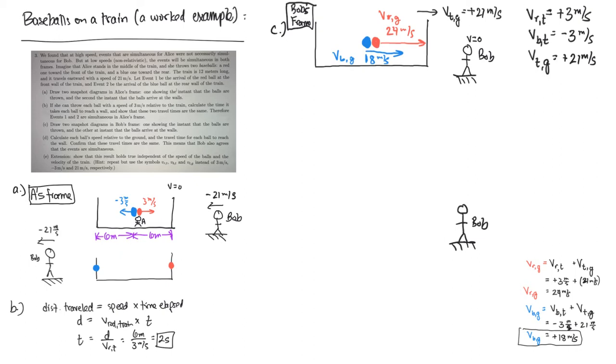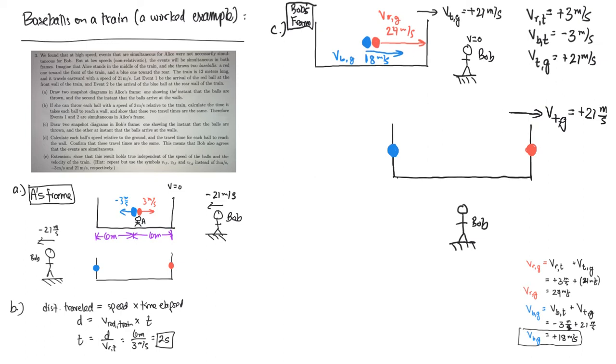Okay, so let's see. How about right here? And this is the instant that the two balls arrive. And the train is still moving at plus 21 meters per second.